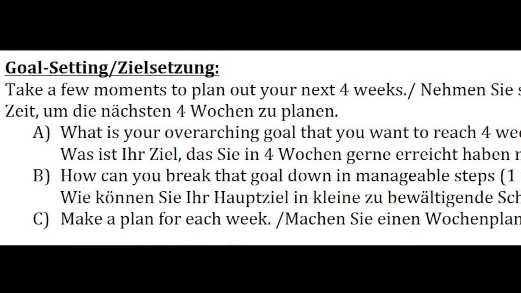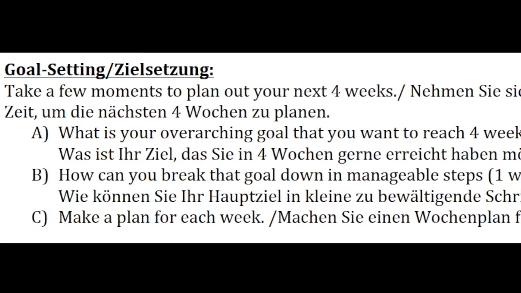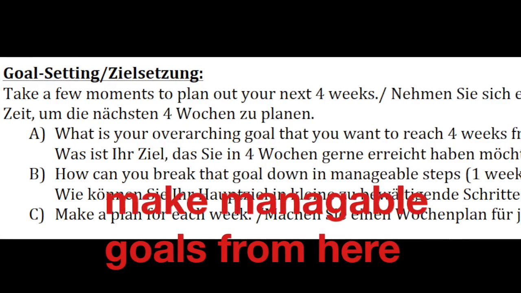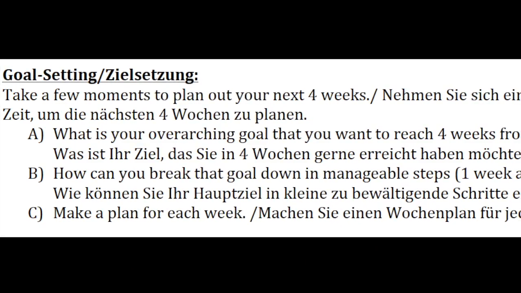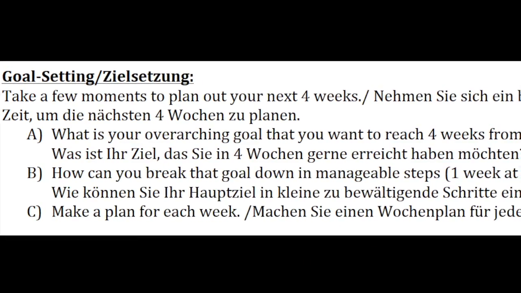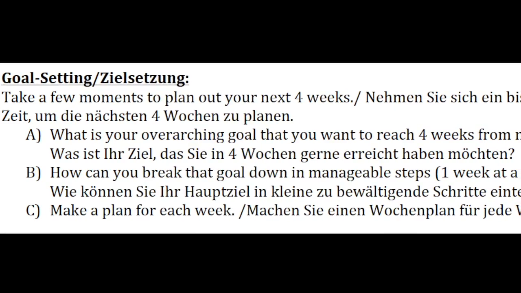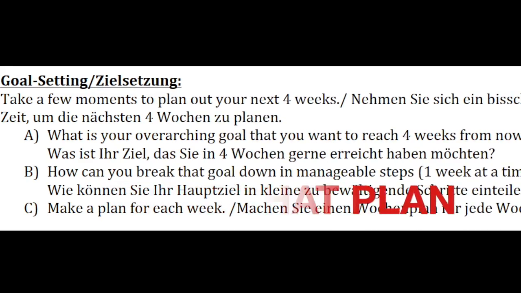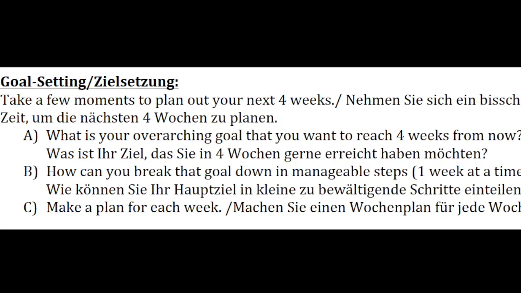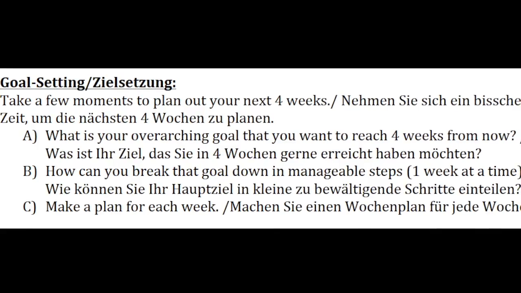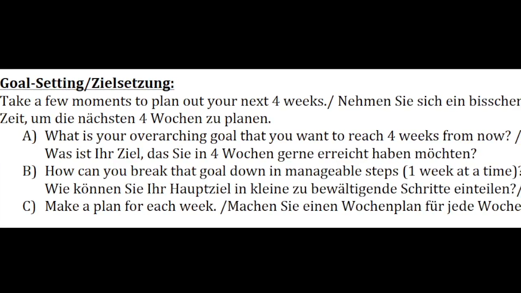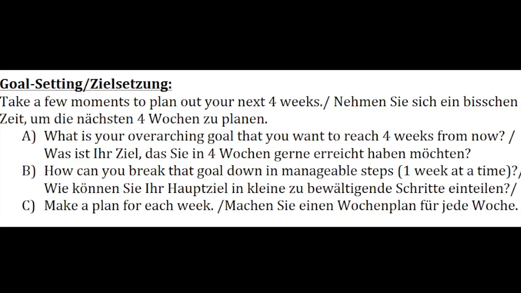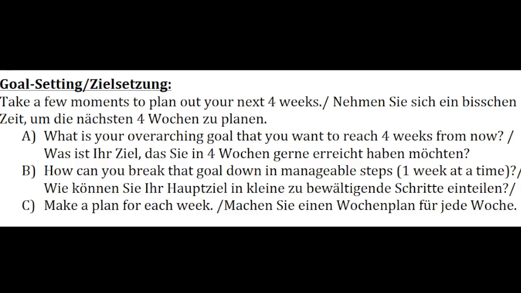And when you do this, you break down the main goal that you have in 4 weeks or in 8 weeks and so forth into the smaller manageable goals that you need to achieve in order to then get to that overarching goal. And then, of course, you make a plan. That's number C now already. You make a plan for each week itself. On lesson 3, I will also provide you with a little worksheet that will help you structure this and help you track your progress. That's really it about the goal setting.